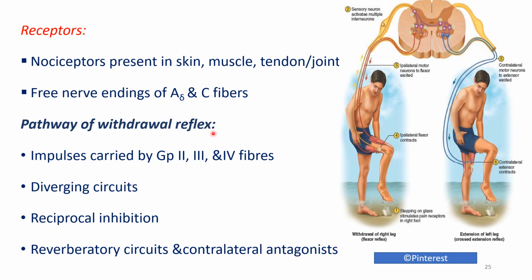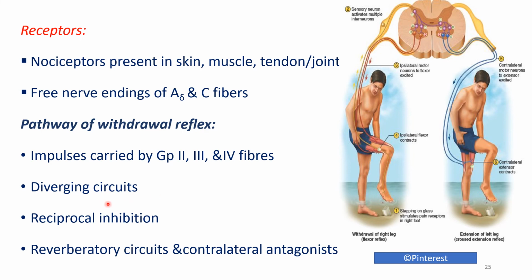The pathway of withdrawal reflexes: the impulses are carried by group 2, 3 and 4 sensory groups of fibers. These impulses first pass into the interneuron pool, then to the motor neuron. The shortest possible circuit is a 3 or 4 neuron arc. Most of the signals of the reflex traverse many more neurons than this. So there are more than 3 or 4 neurons, and basically they lead to 3-4 types of circuits.